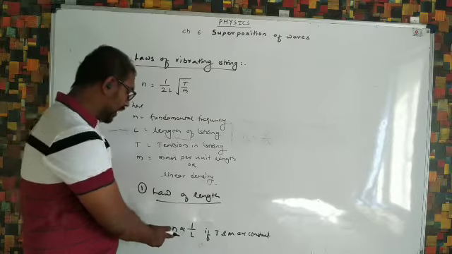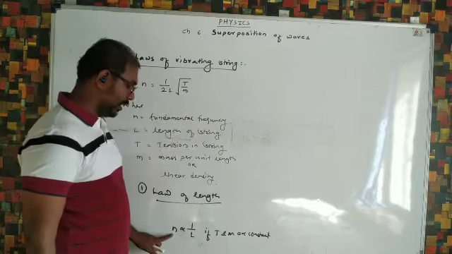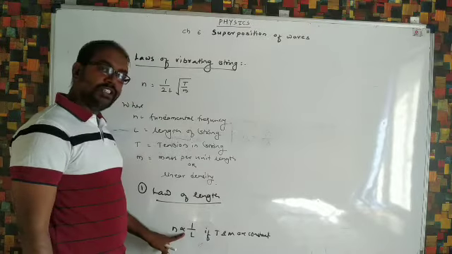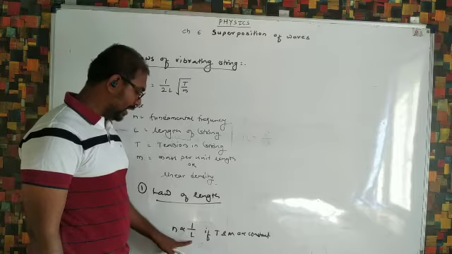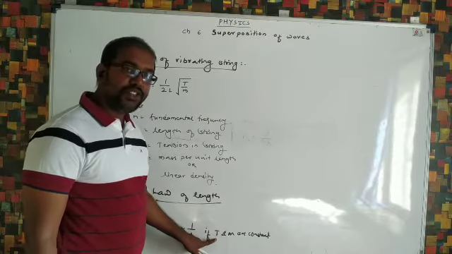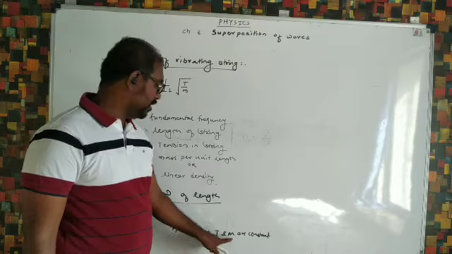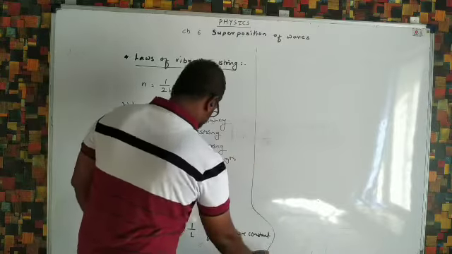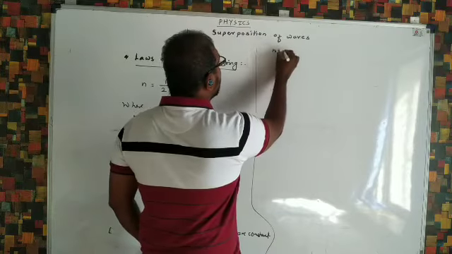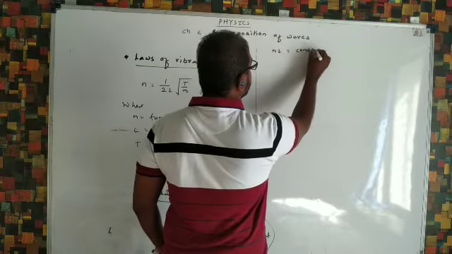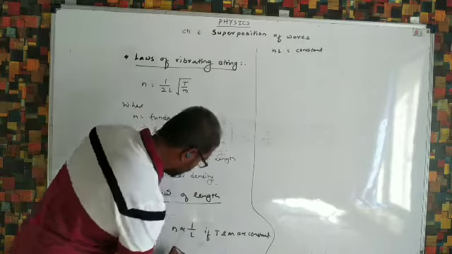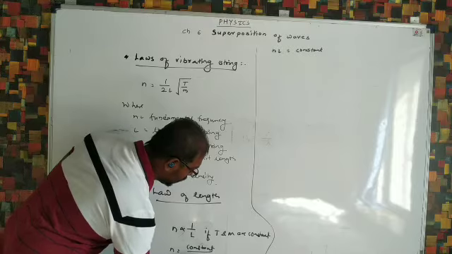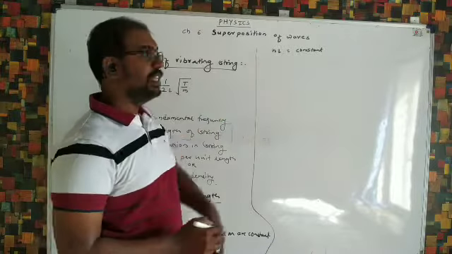How do we write it in words? n means fundamental frequency of vibration of string. The fundamental frequency of vibration of string is inversely proportional to the vibrating length if tension in string and mass per unit length of the string are constant. The same law we can write in a mathematical way: n = constant/L. So this L is shifted to this side, and we get nL = constant.